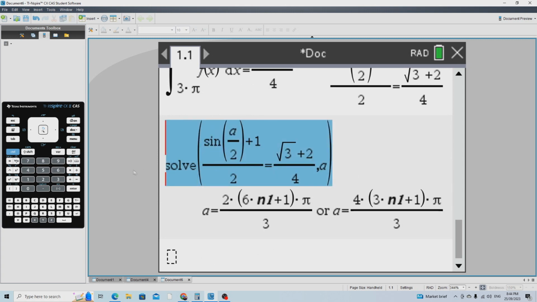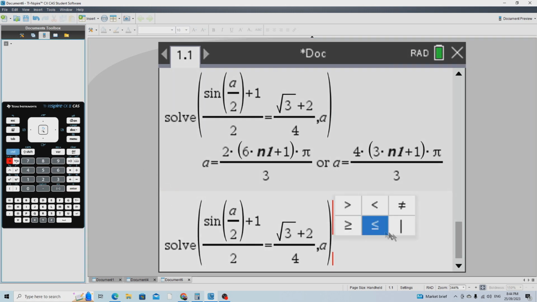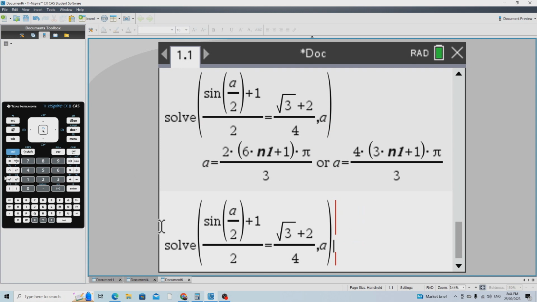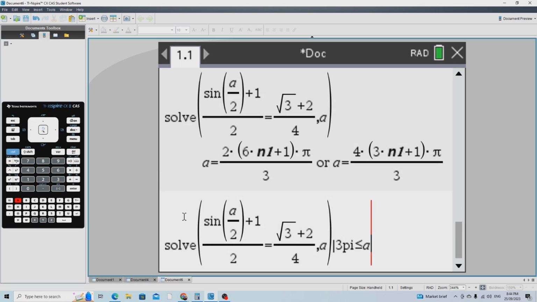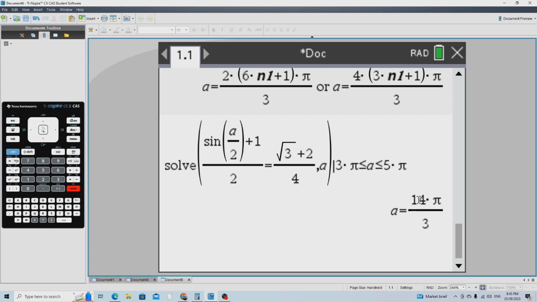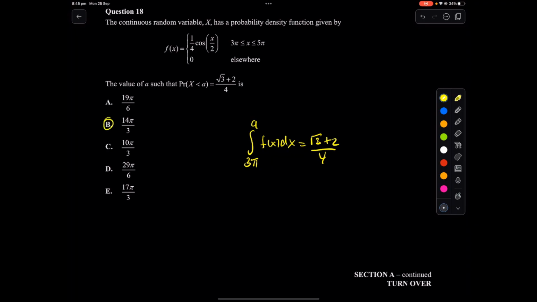It's a general solution. Okay, we need to restrict a. So we know a can only be between 3 pi and 5 pi. And then we get 14 pi on 3, which is B.